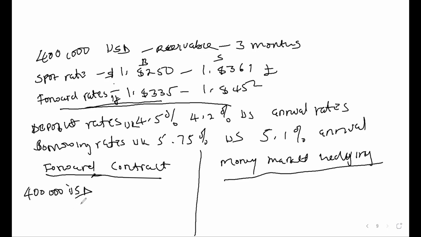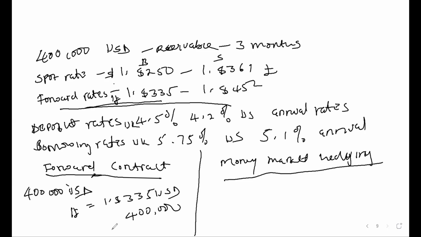1.8335. So it will be one pound equals to 1.8335. What about how many US dollars? What about 400,000? So how much do you expect to get from this? How many pounds will you end up with?